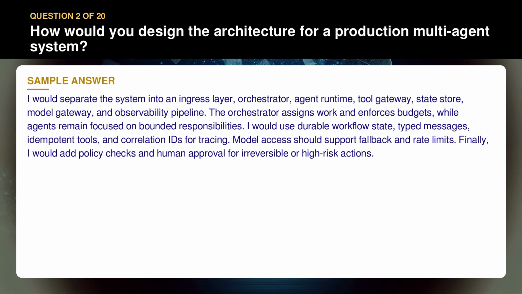I would use durable workflow state, typed messages, idempotent tools, and correlation IDs for tracing. Model access should support fallback and rate limits. Finally, I would add policy checks and human approval for irreversible or high-risk actions.